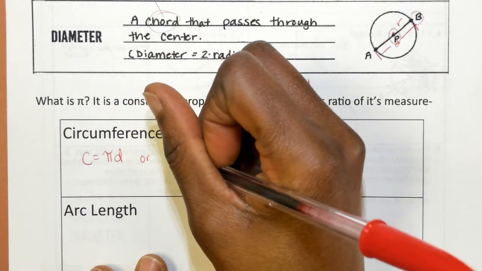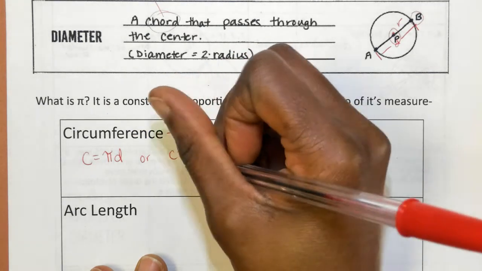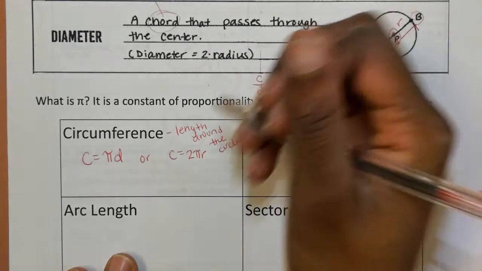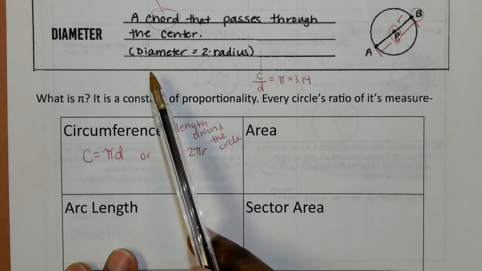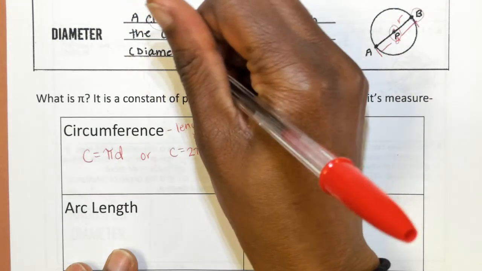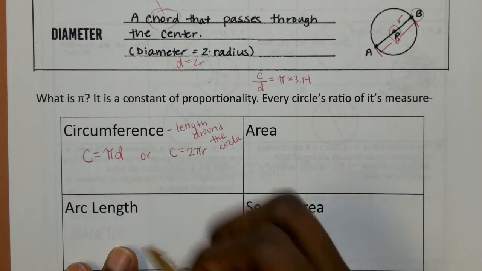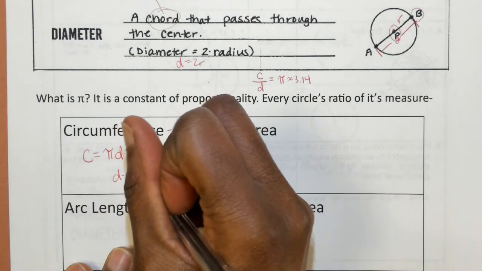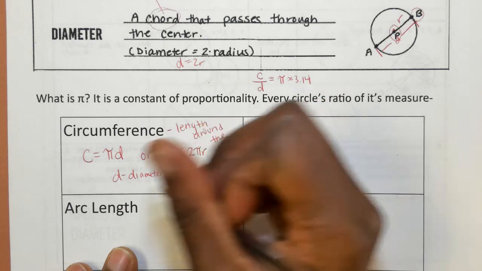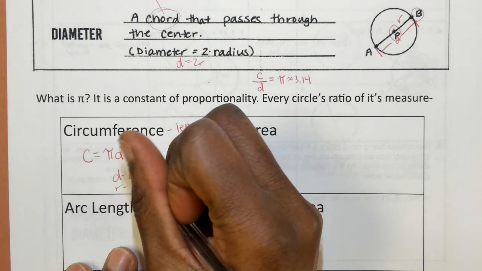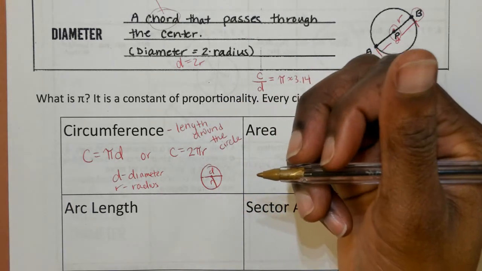Another way to write that is that it equals 2 times the radius times pi. Okay, so because the diameter equals 2 times the radius, so d equals 2r, we can replace the d in the formula with 2r, and then it's the same. Okay, and again, diameter is the length all the way across the circle, and then the radius r is the length from the center of the circle to the circle itself.